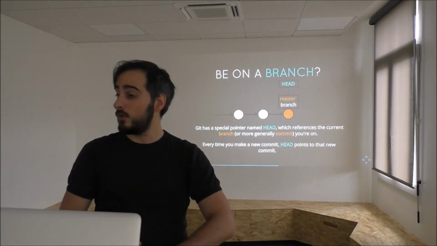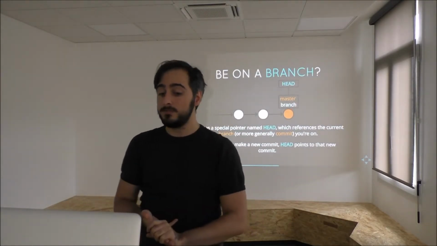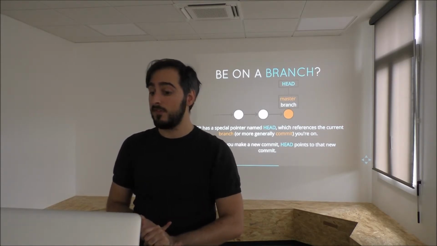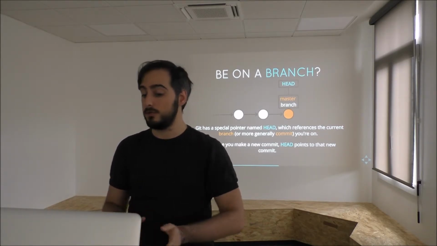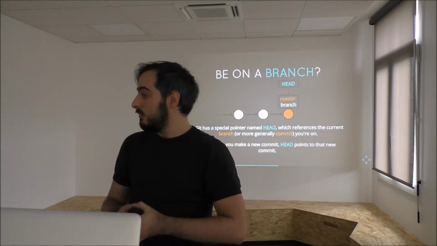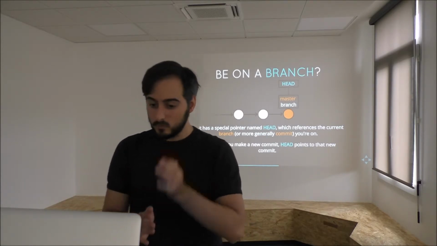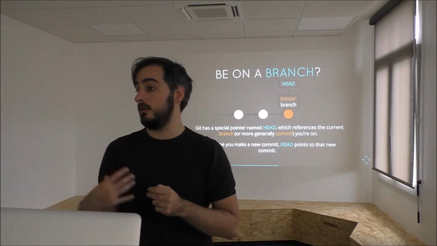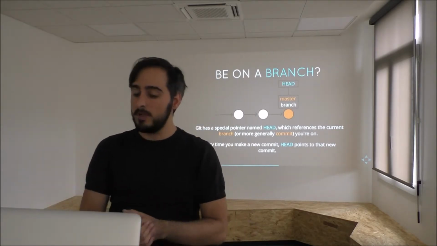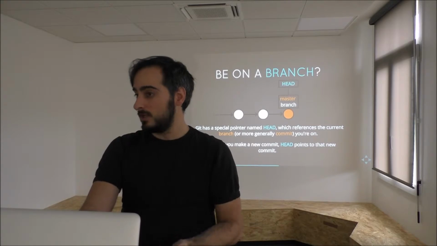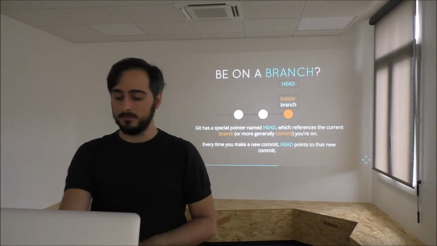What does it mean beyond a branch? Git has a very special pointer named HEAD, which references the current branch, or more generally the commit you're on. It means what you are actually looking at right now. You can look at a branch or a commit, and when you're looking at a branch and you make a new commit, the branch follows you.